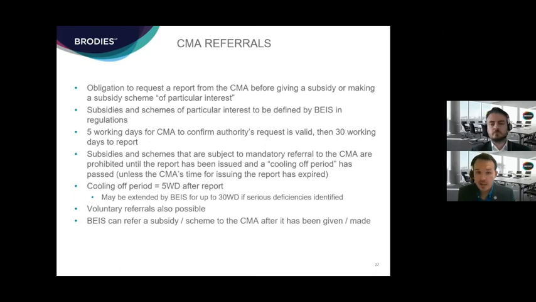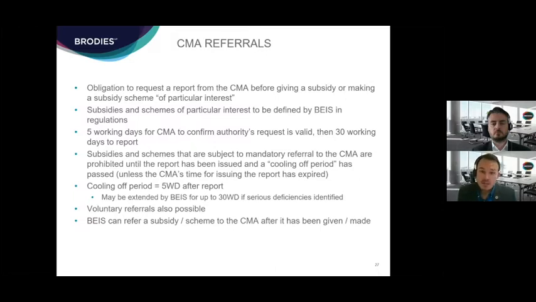But certainly in the rooms that I've been in with BEIS discussing this, what this really seems to be aimed at is two categories of subsidies and schemes: really high value ones, so ones that are of particular interest because of the value of them, or ones that are of particular interest because of the sectors that they're targeting. So those are the types of things that we probably expect the regulations to define as schemes of particular interest, but there's a lot more detail to be built out in those.